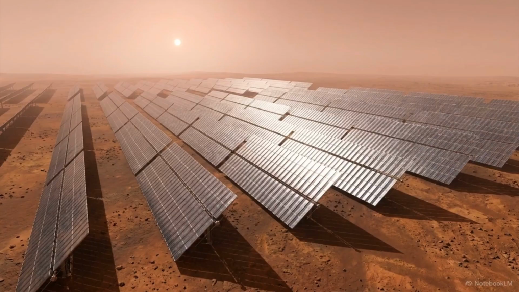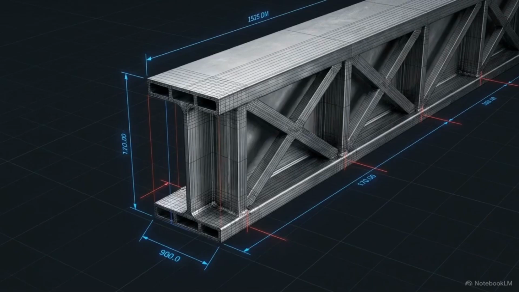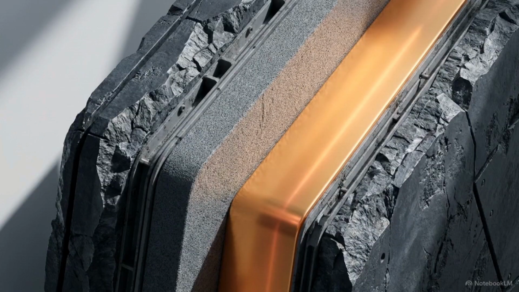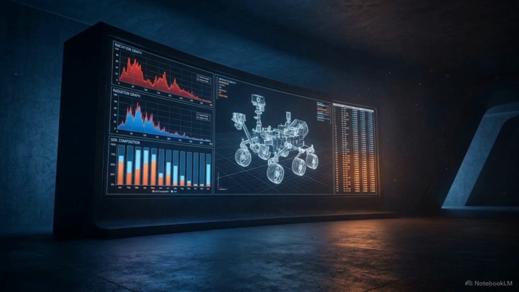To power the life support systems, the colony will harvest energy using massive solar arrays, calibrated to capture sunlight weaker than on Earth. Every single beam, every solar cell, and habitat wall is being designed using the precise data and soil profiles currently beamed back by our rovers.